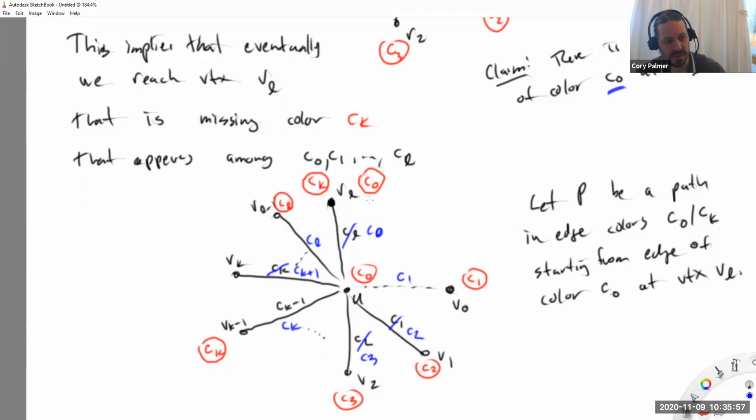Okay, but this was in the case when C0 was missing from VL, then I could say, just put C0 here and push up everything. So this claim is then proved. There better be a C0 edge coming off of VL. Okay, all right.